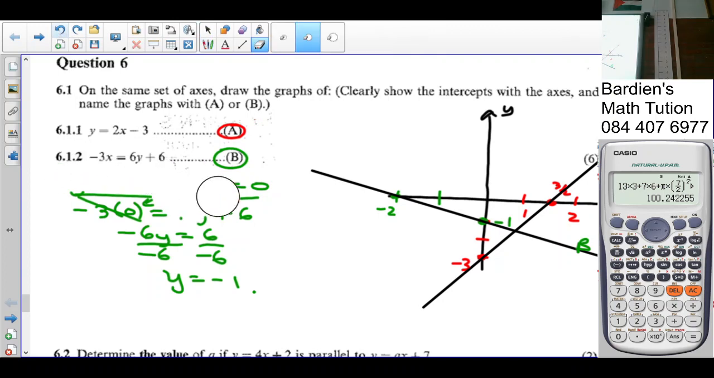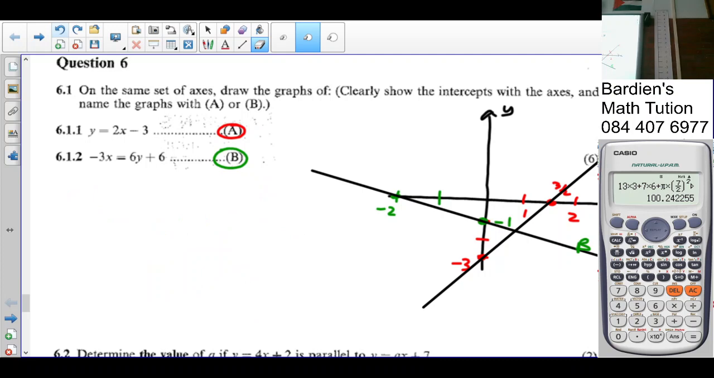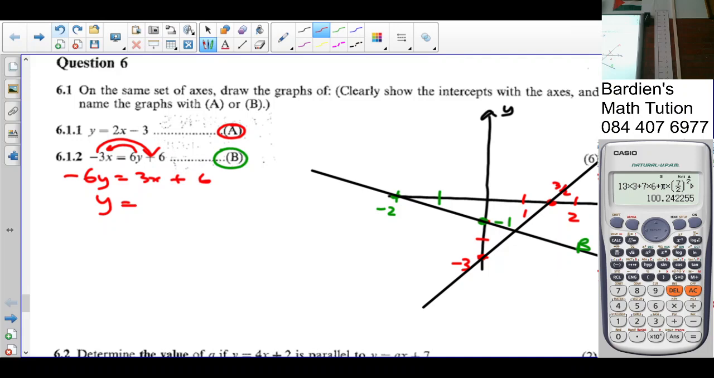If we are required to get the gradient of that graph, we're going to take 6x over, negative 3 over. So minus 6x is equal to 3x plus 6. Divide by negative 6. So y is equal to 3 divided by negative 6, negative half x minus 1. So what's your gradient here? Negative half x. This is why the graph of b is decreasing, as it has a negative gradient.